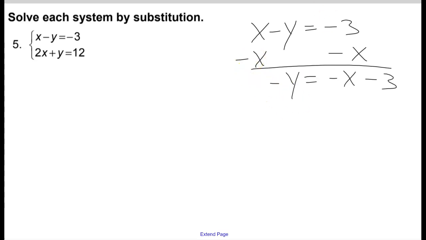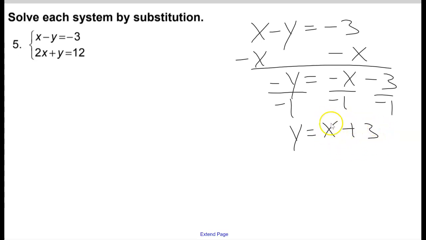So I'm going to have negative x minus 3. And I got negative y is equal to that. So now I'm going to divide by that negative 1 because you can't have that negative there. You got to divide by that negative 1. Negative divided by a negative is a positive. So you get 1x here, and here you get 3. So y is equal to x, or 1x plus 3.